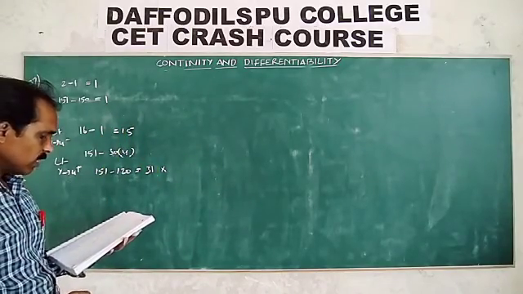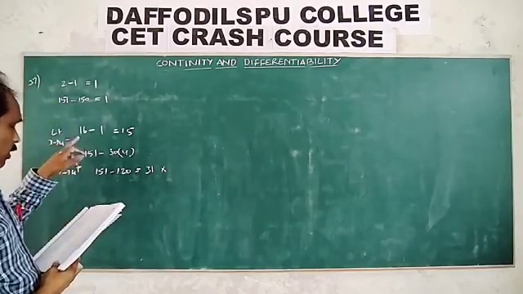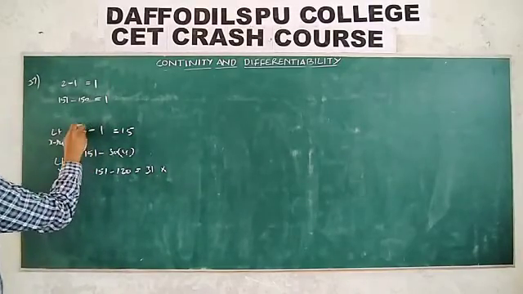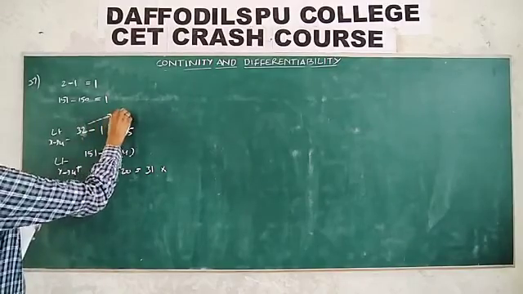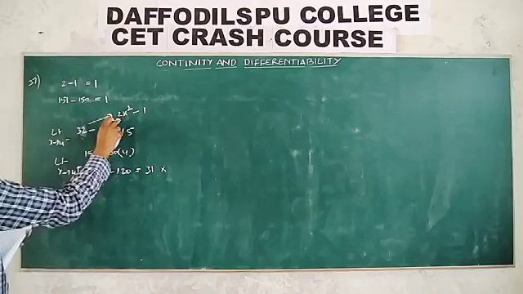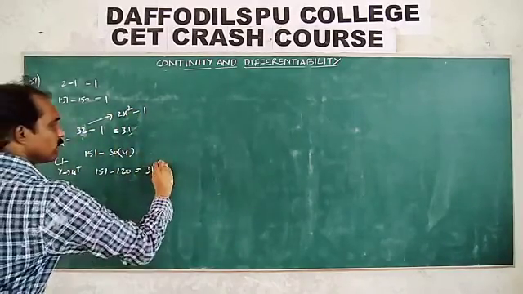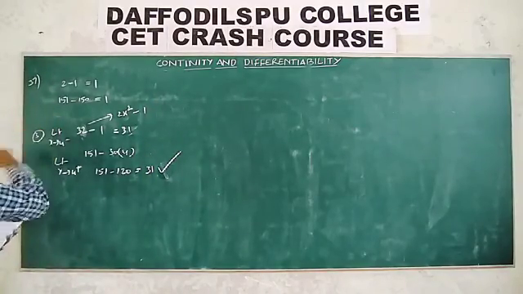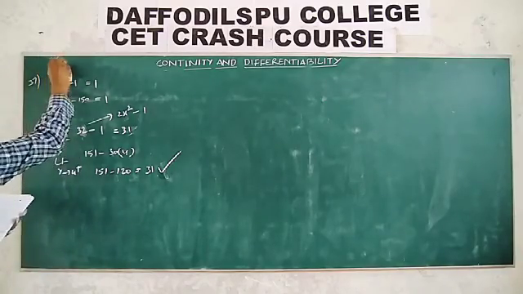Given f of x is continuous only at x is equal to 4. So at 4, 4 times 4 is 16, twice is 32. The function is 2x square minus 1. Substitute 4: 4 square is 16, 2 times 16 is 32, 32 minus 1 is 31. So given right, this option is correct. This is the third option. Next, the first option is also correct.